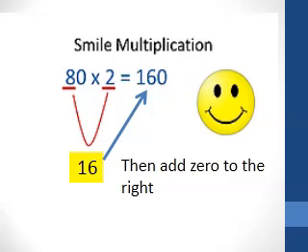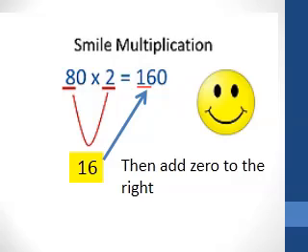And now we are going to learn something which is called smile multiplication. Why did we call it smile multiplication? Because actually when you multiply the numbers 8 and 2, they form like a smile. So 8 times 2 is 16, and then you put the 0 of the 8, you put it on the right side. So to make things easy for you, you multiply the numbers, then you add the zeros.